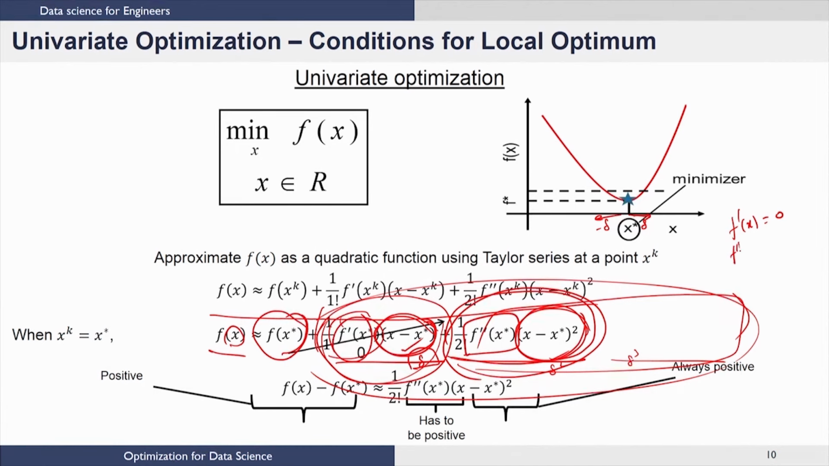f double prime at x star has to be greater than 0, because if this is greater than 0, irrespective of whether you are going to the left or the right, this is always positive. So, this will always be a positive contribution. That means f of x will always be greater than f of x star in the local region, which should make x star a minimizer. So, that is the important idea in univariate optimization, and that is the reason why you get these two conditions.